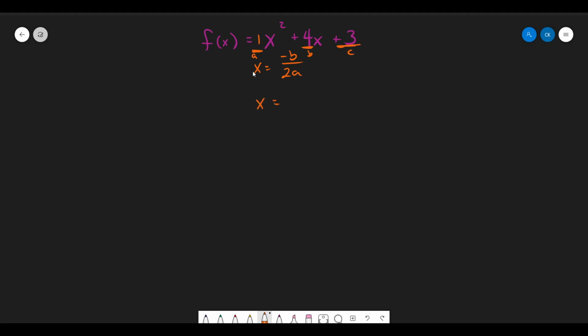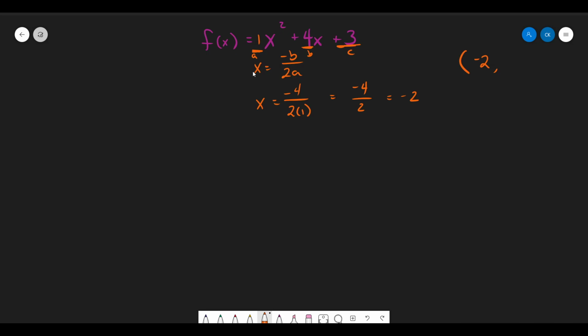So I'm going to get x is equal to negative 4 over 2 times 1. So that's going to be negative 4 over 2, which is going to give us negative 2. So the x value of the vertex is negative 2. Now I'm going to take that negative 2, and I'm going to plug it back in to get the y value. I'm going to do that over here.